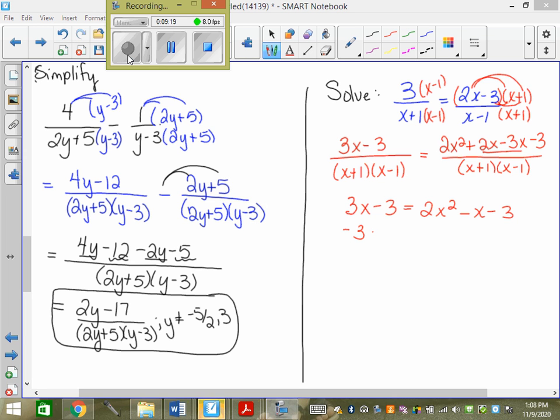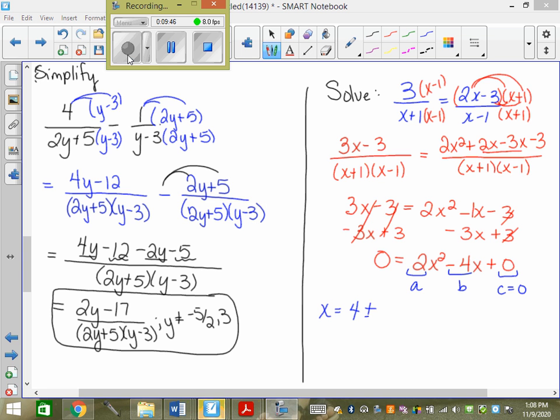Subtract 3x, add 3. You have to get it to one side when it's a squared. And so I get 0 equals 2x squared minus 1x minus 3x is minus 4x. And the 3's cancel. So I can just add a 0 to the back for my c. So my a is 2, my b is negative 4, my c is equal to 0. So x equals 4, it's minus b, negative 4, plus or minus the square root of negative 4 squared minus 4 times 2 times 0, all over 2 times 2.